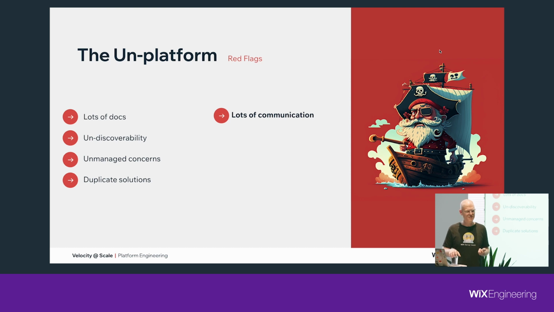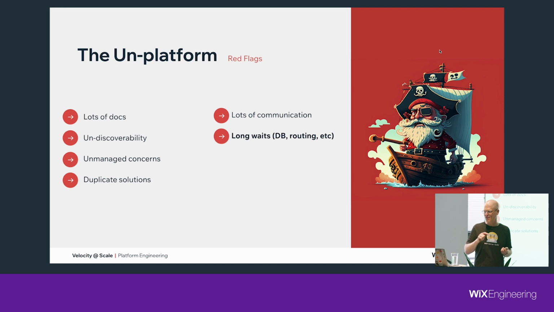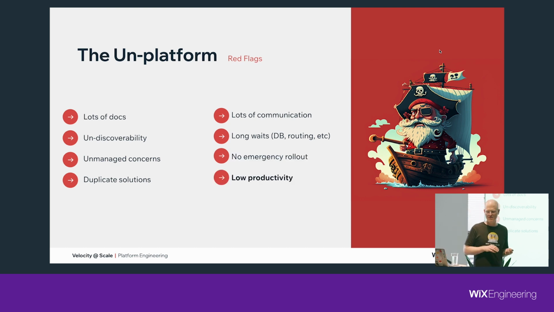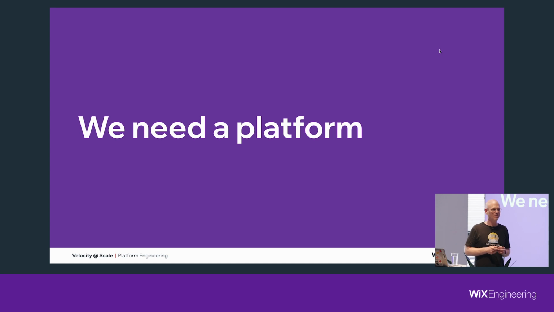Lots of communication, specifically non-effective communication, in the organization, and especially long waits, right? You have to go to the DBA and ask for favors. You have to go to the networking team and ask them to route requests to your service. No emergency rollout, and the last one is low productivity. So at this point, we understand that we need a platform, and it's as crucial as moving from libraries to a framework. Now we need to move into a platform.